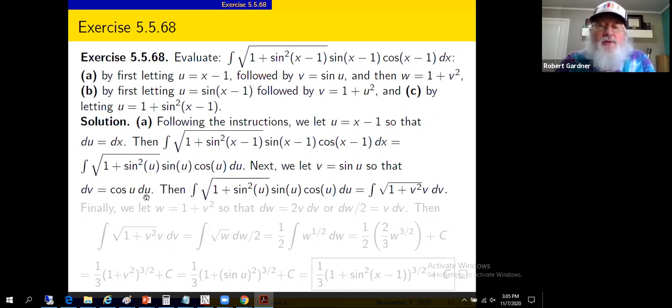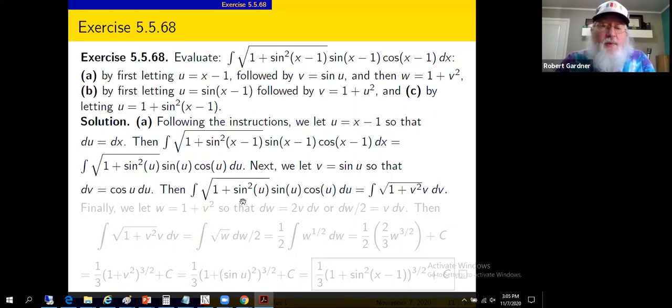Okay, do you see a way to change all of this stuff into v's? Yeah, the dv part would be this, the cosine u du. This is where we left off in the previous line. This would be v, and this would be v squared.